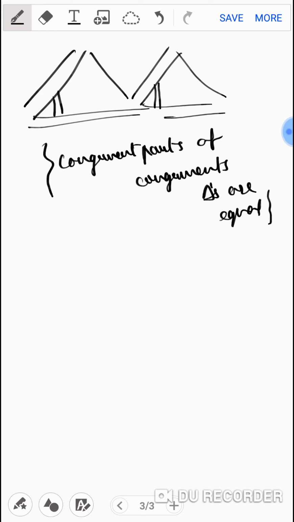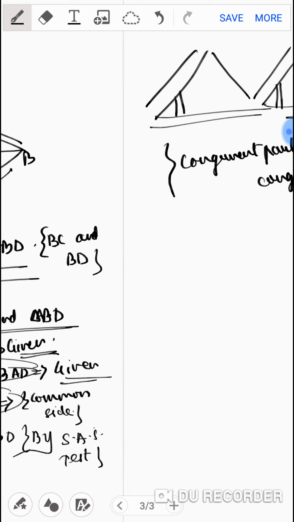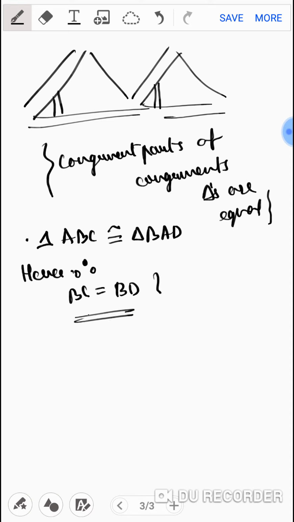Now in your question they have asked you BC and BD. Now the triangles are equal, they are congruent. So what is the relation between BC and BD? They are equal. So we can write hence BC is equal to BD. Why? Because triangle ABC is congruent to triangle BAD. Therefore, BC is equal to BD by CPCT. Clear? Okay.